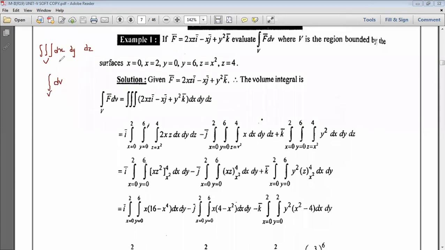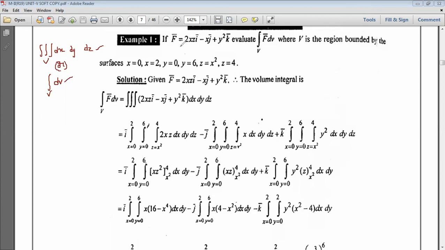If you write this form or this form, there is nothing wrong. Either this one or this one, any one of them may be written. This also represents a volume integral. If you write triple integral dx dy dz or simply integral dV over the volume, you say this is a volume integral. It means that here we require the limits of x, y and z.